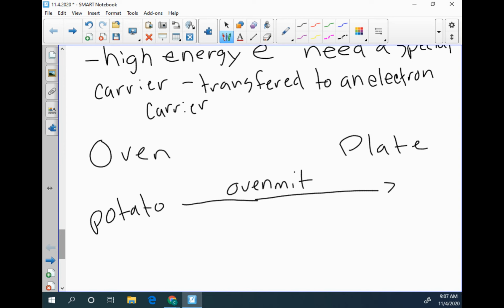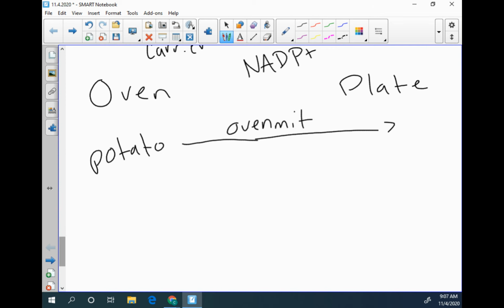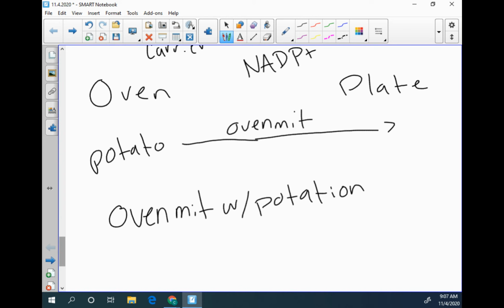Now, the oven mitt is going to be a compound called NADP+. Just alone, like a spare oven mitt would be NADP+. When the oven mitt is holding the potato, or NADP+ with an electron, it is called NADPH.